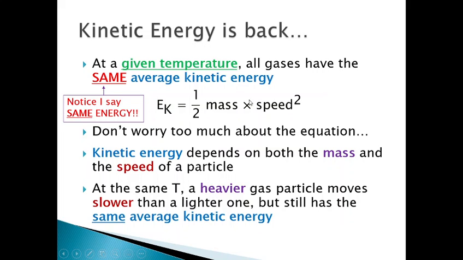But the mass and speed are going to be variable. They're going to change depending on what gases you're talking about. But this all goes back to heavier things moving slower, lighter things moving faster. And in order to help illustrate this a little bit further, let's bring back my old tiny mouse and my big elephant.